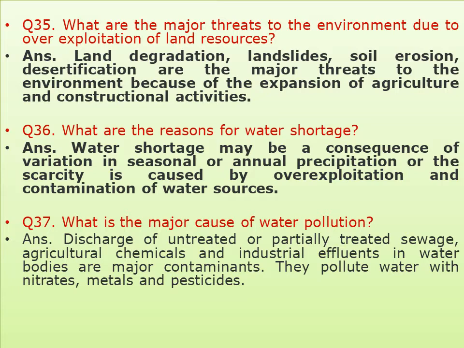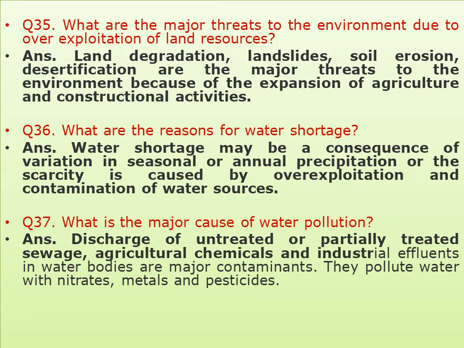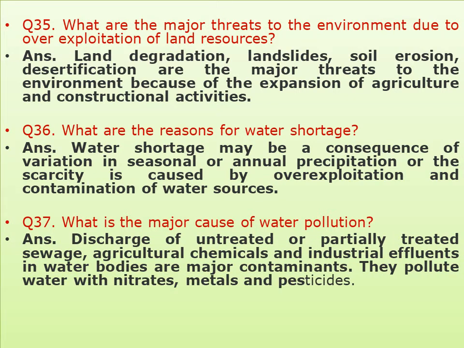Question number 37. What is the major cause of water pollution? Answer. Discharge of untreated or partially treated sewage, agricultural chemicals, and industrial effluents into water bodies are major contaminants. They pollute water with nitrate, metals, and pesticides.